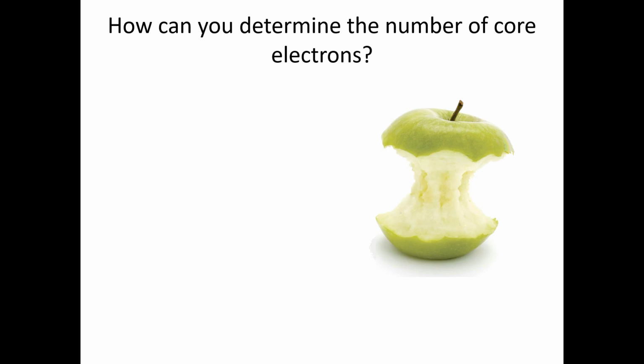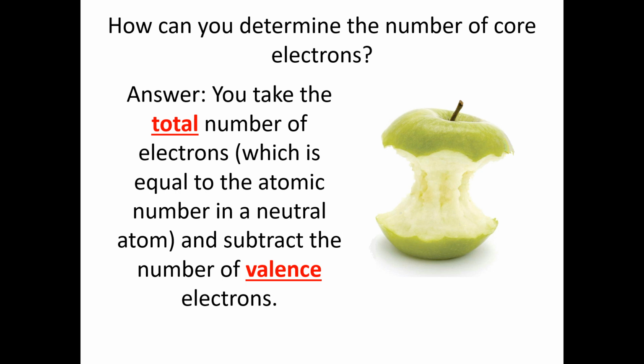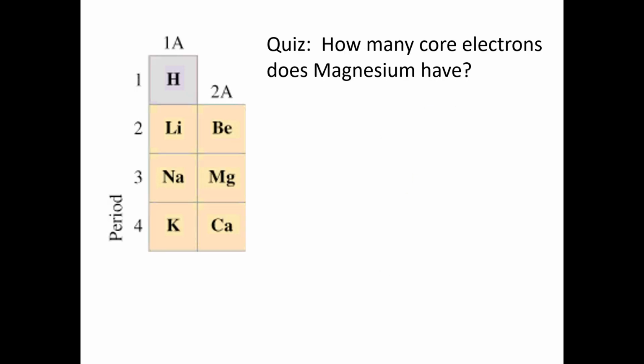So how do you figure out the number of core electrons? Well, it's everything else left over. So we know the total number of electrons because that's the same as the atomic number in a neutral atom. So if you know that, then subtract the number of valence electrons to get the number of core electrons.